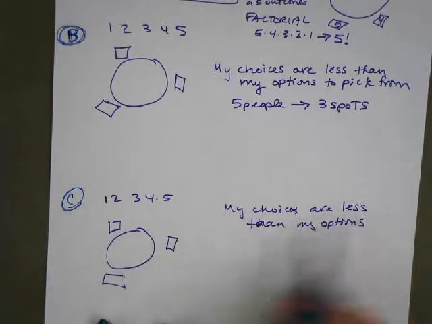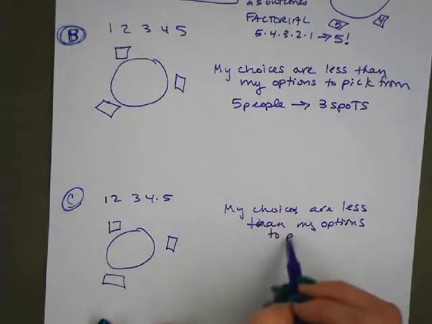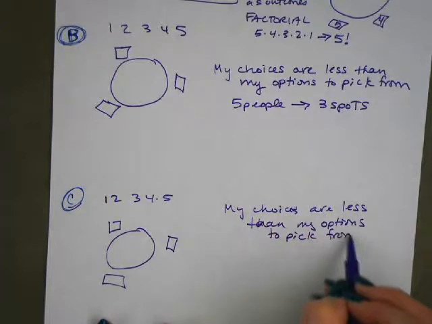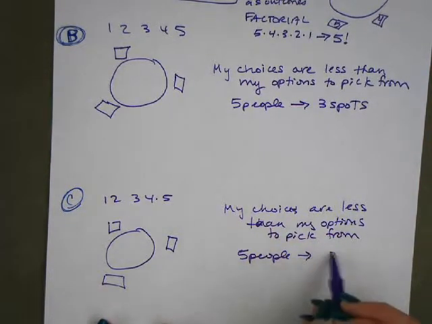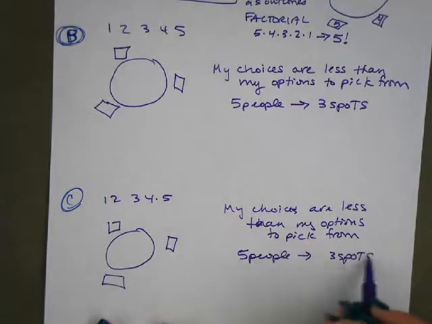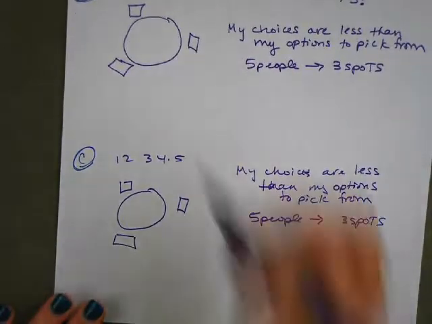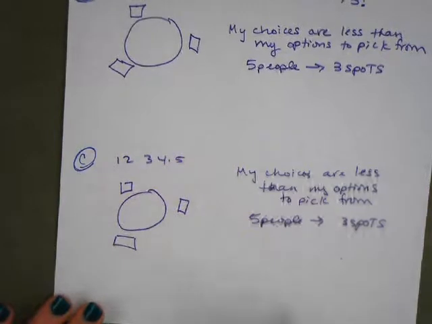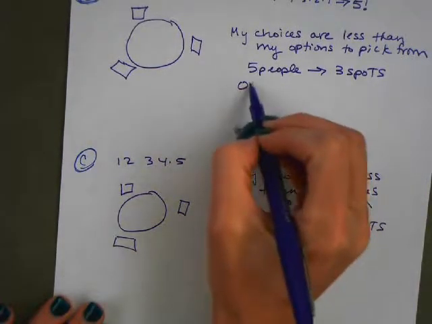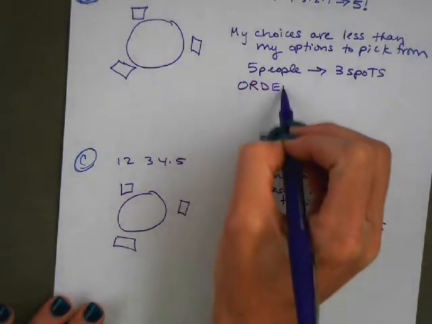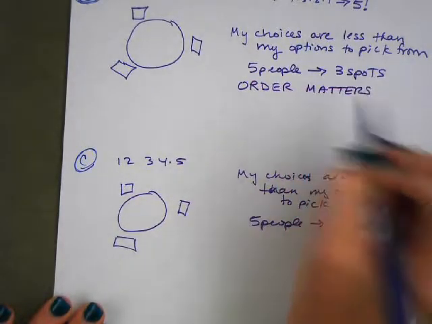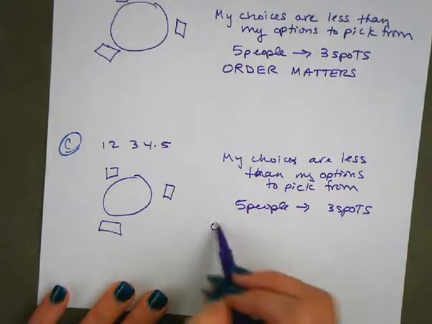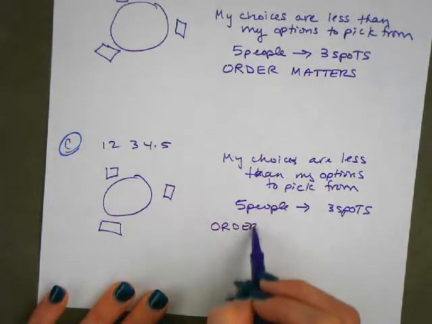Okay, so my choices are less than my options to pick from. So again, I have 5 people, but I only have 3 spots. Okay? The difference between these two is that in this one, order matters, and in this situation, order does not matter.